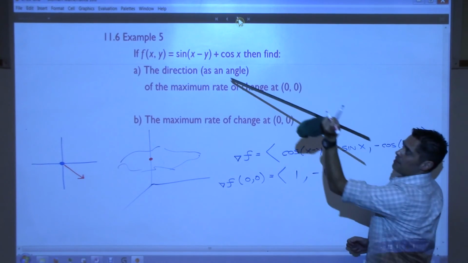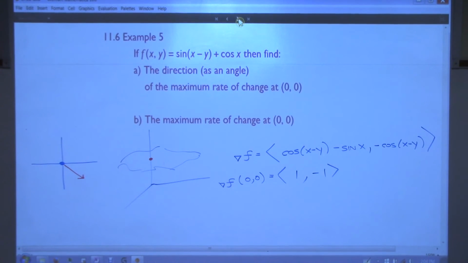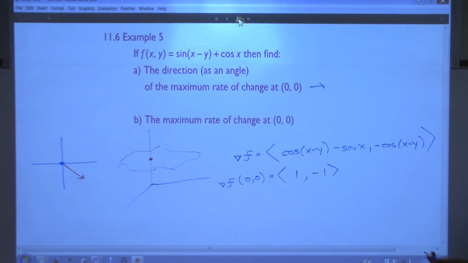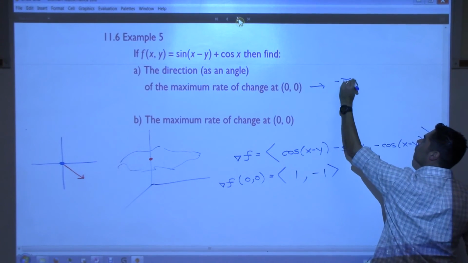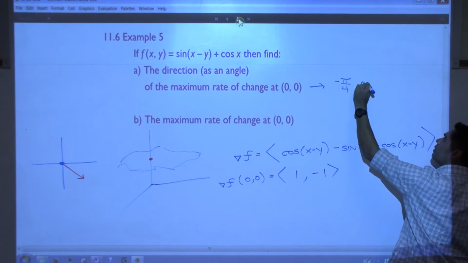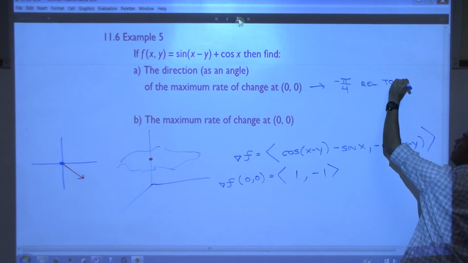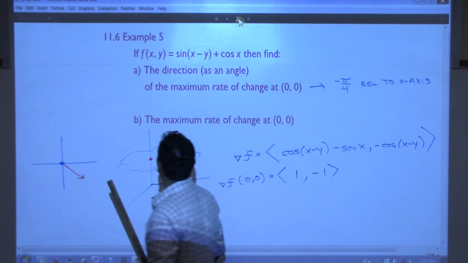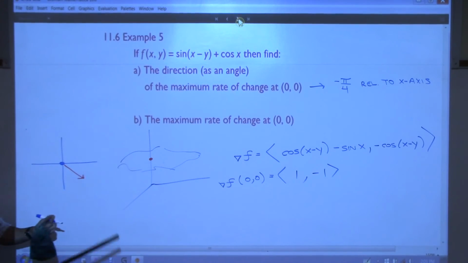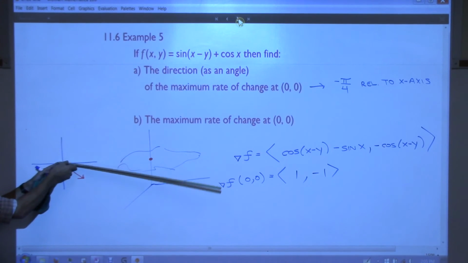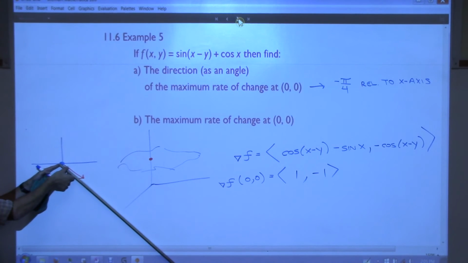I wanted it, though, as an angle, not as a vector. So what is that as an angle? So to answer this question, you say negative, as an angle, not the point that you're at, relative to the x-axis, right? That's the angle I should point. If I want to have the steepest ascent, what I need to do, standing at 0, 0, is point negative 45 degrees, negative pi over 4.